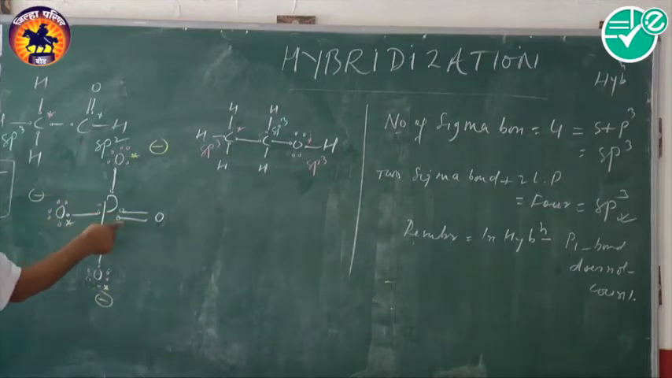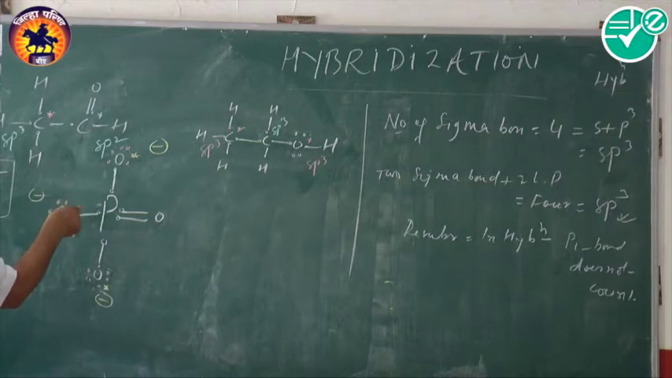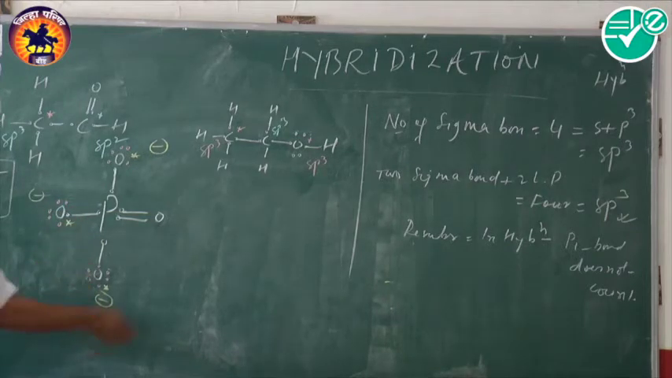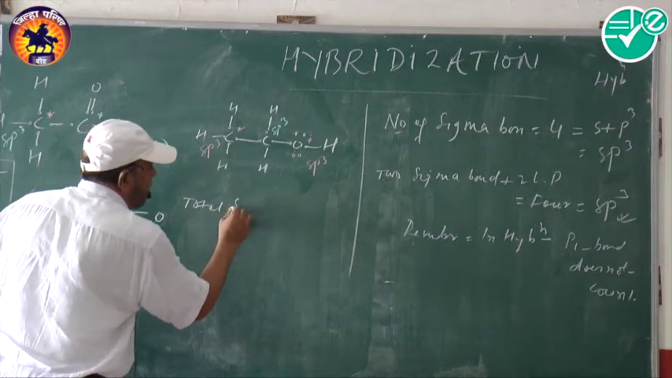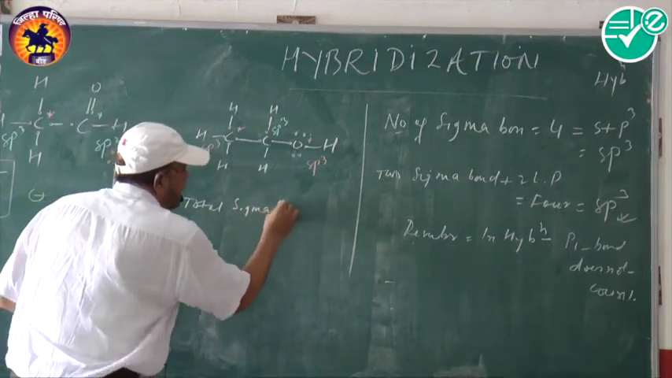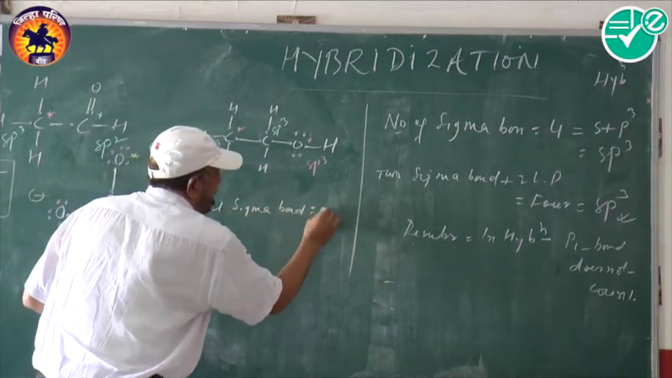It has 1 sigma, 2 sigma, 3 sigma. Hence, the total sigma bond is equal to 4. Hence, sp3.